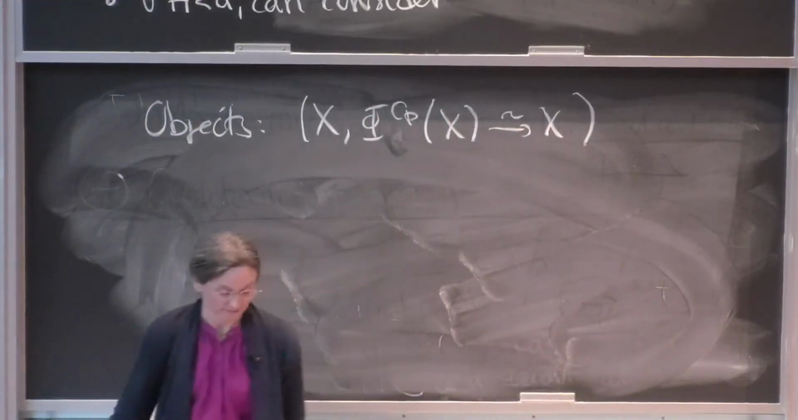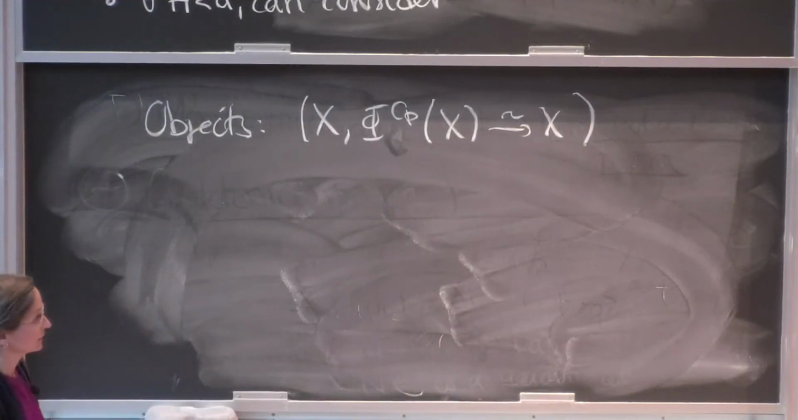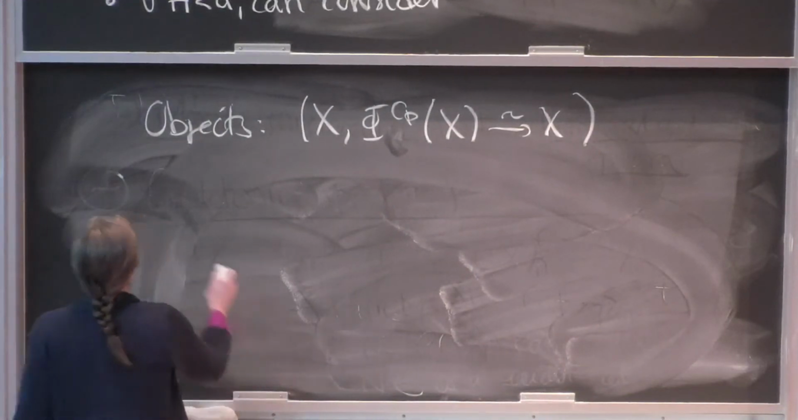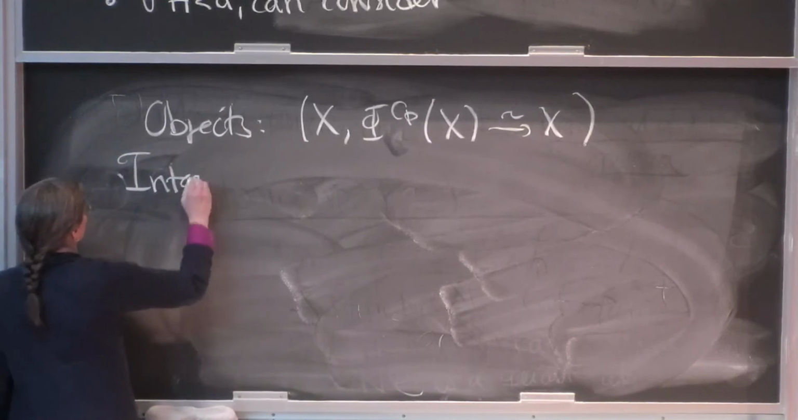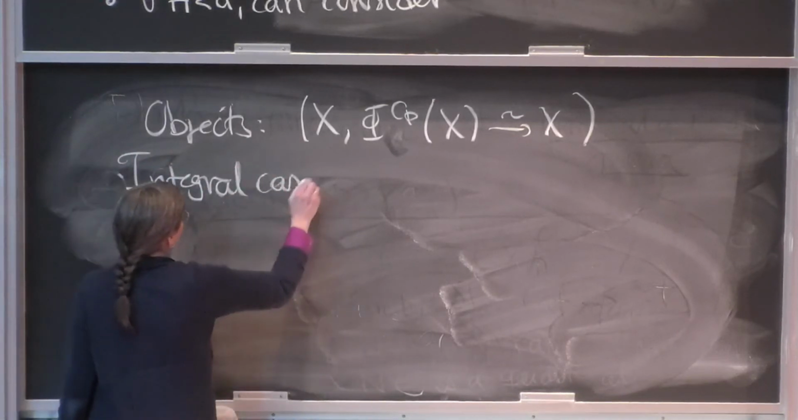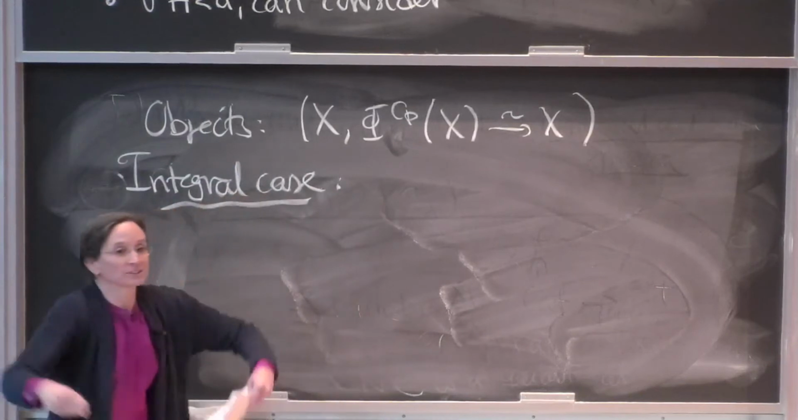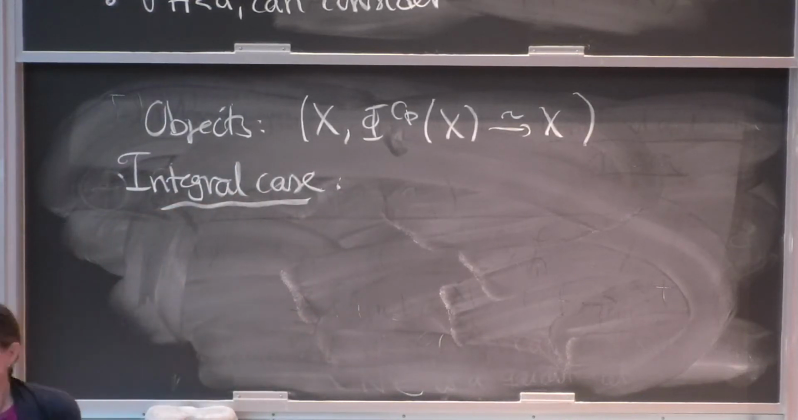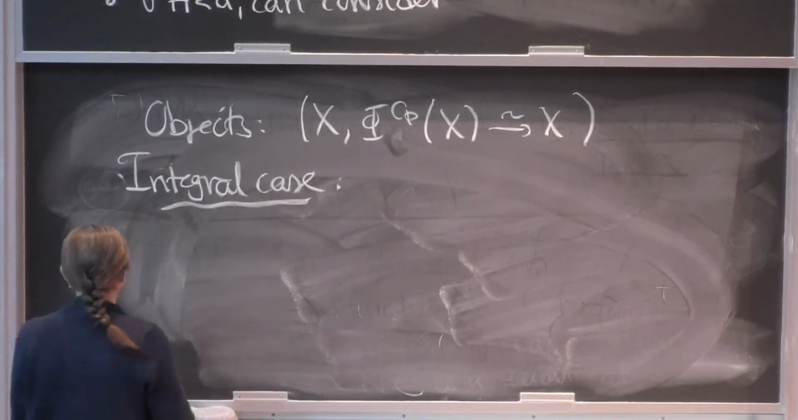So it really does look like part of the cyclotomic structure that we had before. OK, and what about the integral case? So we want to put all this primary information together to get an integral picture. So how are we going to do that?